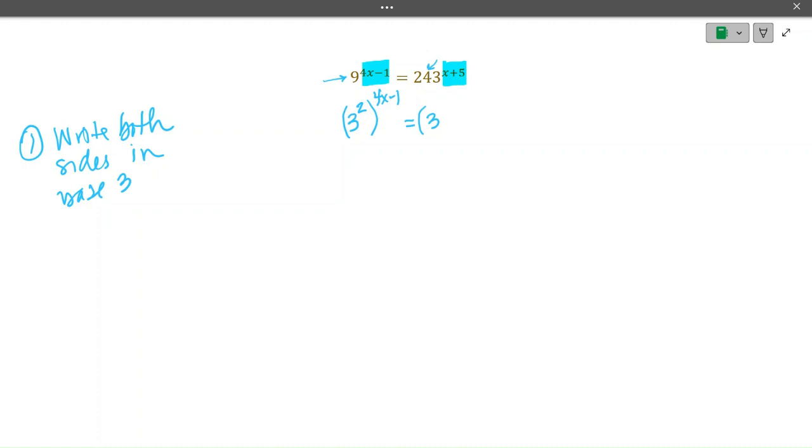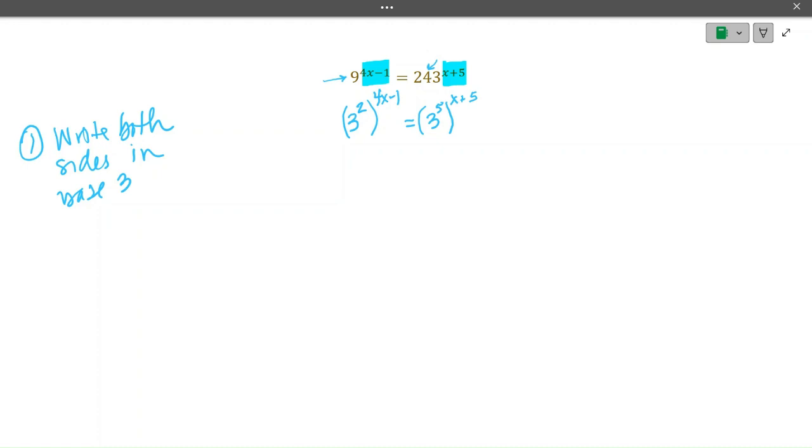3 to the power of 3 is 27. 3 to the power of 4 is 81. 3 to the power of 5 is 243. If you're not sure, pop it in your calculator. Just start putting 3 to different powers in and see where you land. Okay, all right. So the great news about this is we now have things written in base 3.